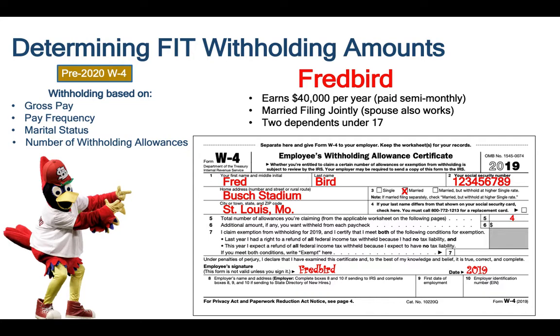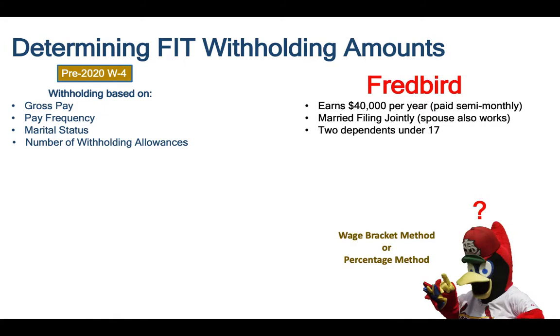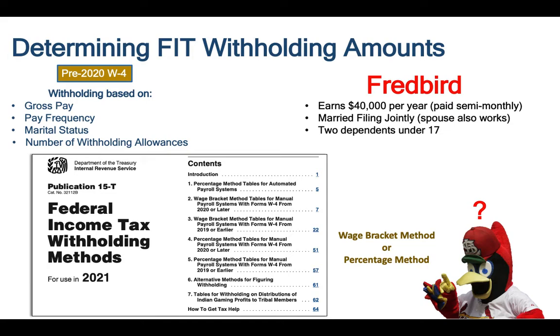In order to figure out how much to withhold from his earnings, we need to choose a method. We're going to look first at the wage bracket method and the percentage method. If we choose either one of these methods, we need information from the IRS to be able to figure out how much should be taken out. The 2021 Publication 15T from the IRS is the Federal Income Tax Withholding Methods document.